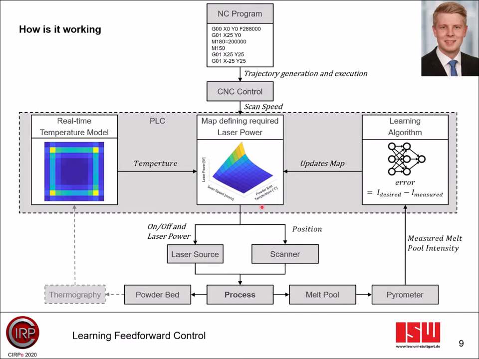To realize the learning process, a feedback signal is required, which allows to make statements about the achieved quality. In this case, a simulated melt pool intensity measured with a pyrometer is used as an exemplary feedback signal. The calculated error of the desired and measured melt pool intensity is used as input for a radial basis function network, which updates the map.